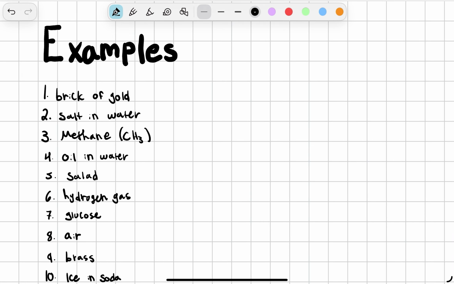The first example I have here is a brick of gold. This is a pure substance and an element. The only atom present here is gold. Salt in water. This is a mixture, and it's homogeneous. This is very similar to the sugar water example, where you can actually separate the salt from the water through evaporation, but it looks like a uniform substance.